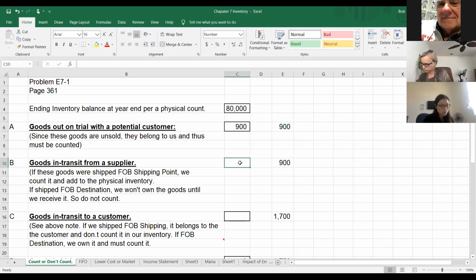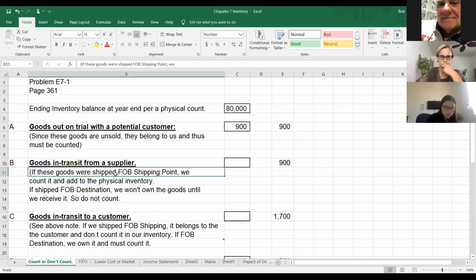FOB. Freight on board. So goods were shipped FOB shipping point. Now, I don't expect you to understand this just from this little presentation. I'm hoping you'll be able to go back to this, and the next time we get together, we'll go over it some more. But FOB shipping point is very important. It means that at the point of shipment, title changed to the goods.